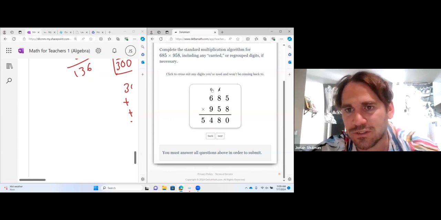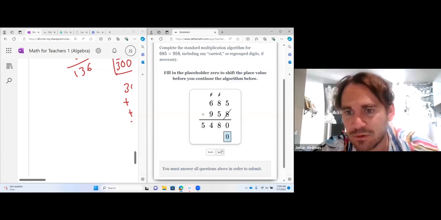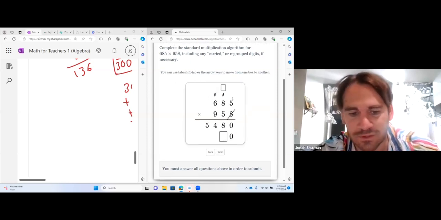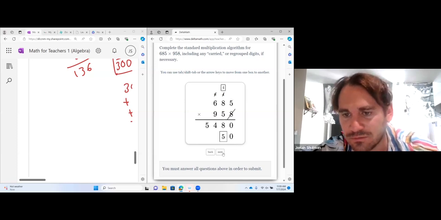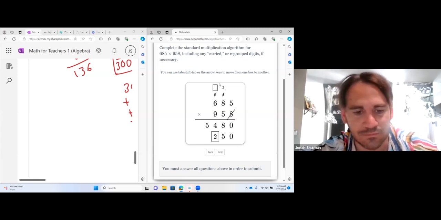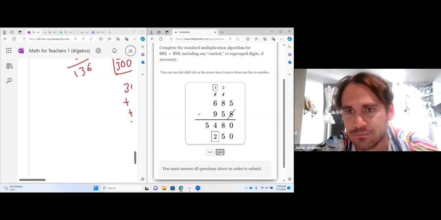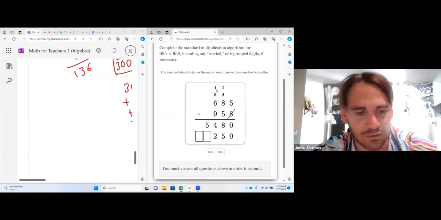I'll do the little crosses out. Maybe that'll help. All right, 0, hold the place. 5 times 5 is 25. Carry the 2. 5 times 8 is 40. 40 plus 2 is 42. 5 times 6 is 30. 30 plus 4 is 34.